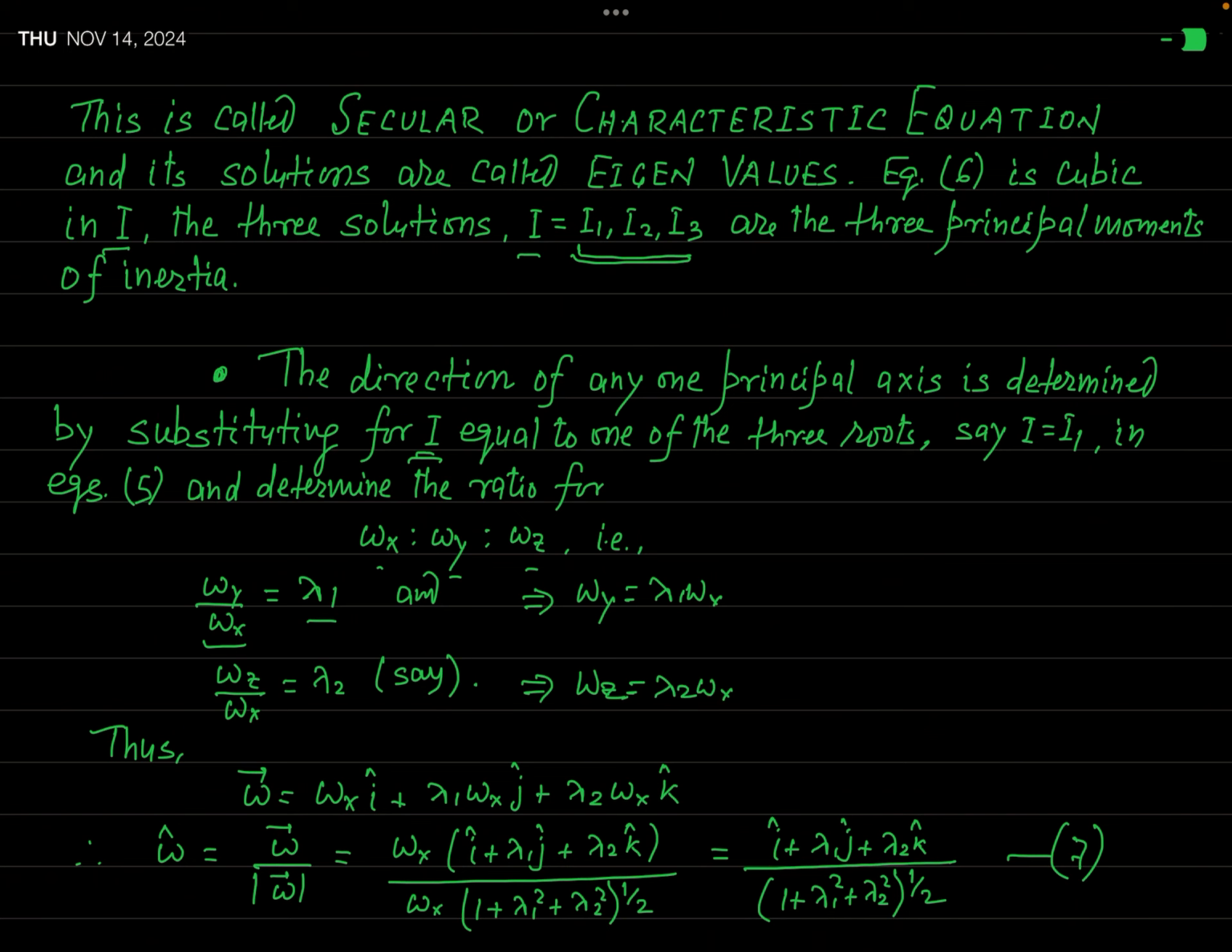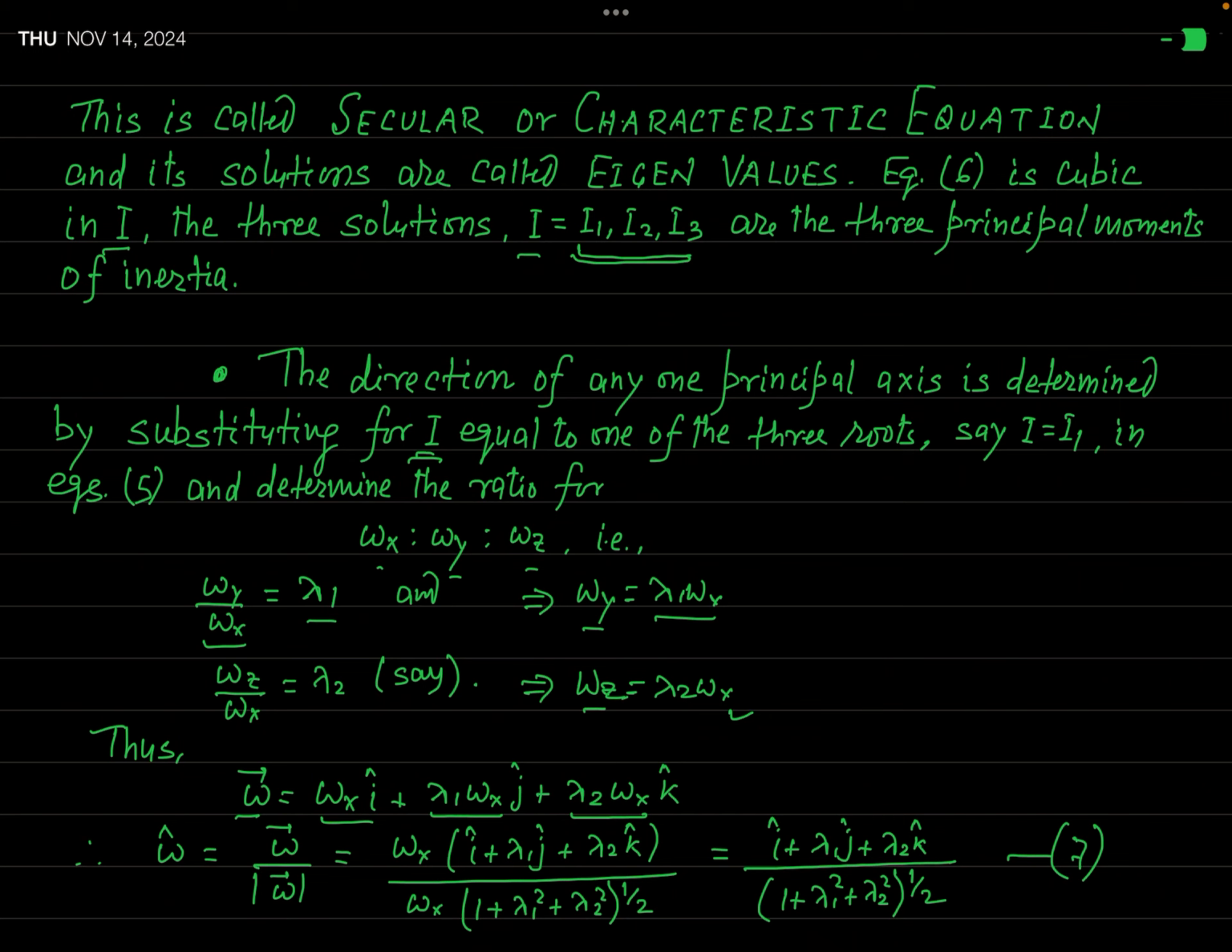Okay? Now put these values of omega y and omega z in the expression for omega. You know, omega is equal to omega x i plus omega y j plus omega z k. Omega x i is attached, but at the place of omega y, you will write now lambda 1 omega x, and at the place of omega z, now we will write lambda 2 omega x, as you can see here.